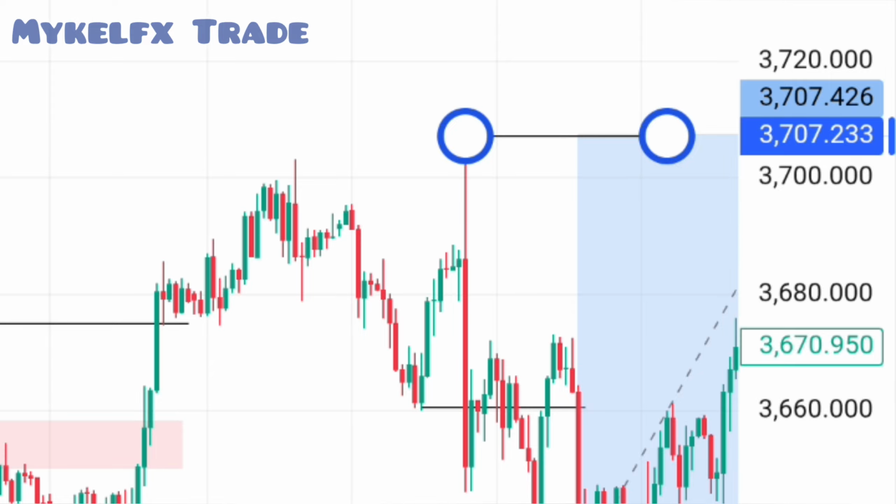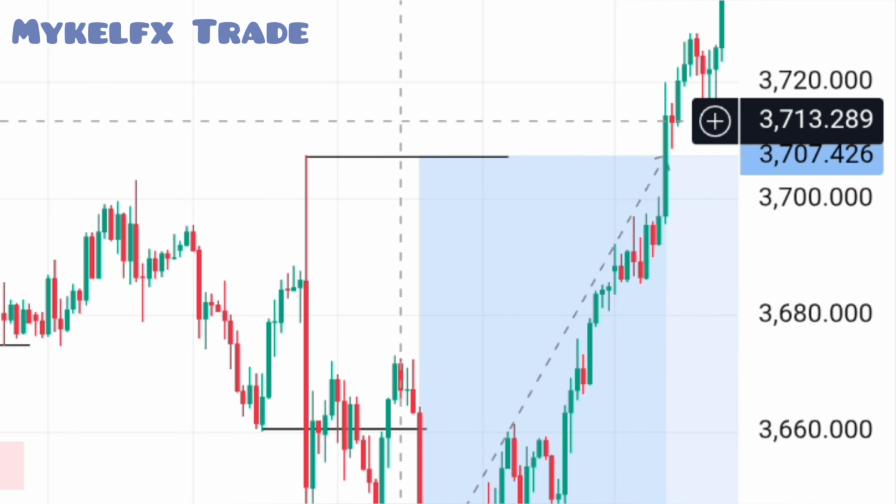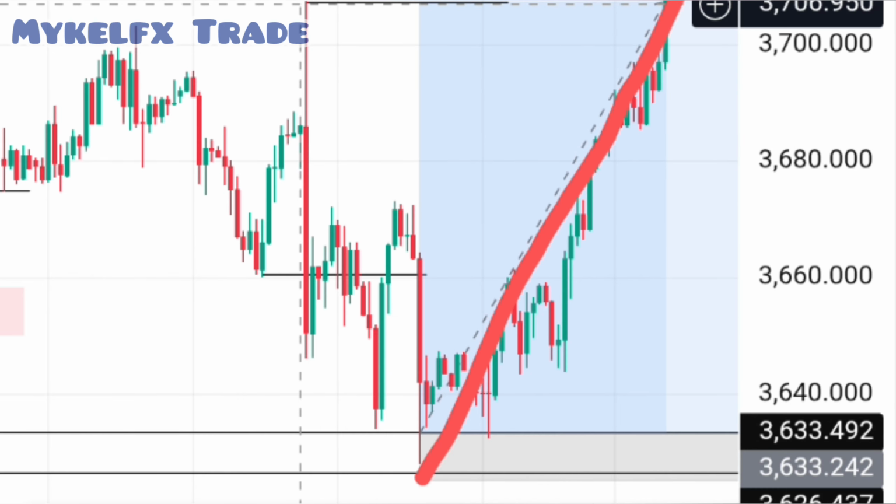So the market formed another high, and you are going to notice that it was actually coming back to take out this high right here. Let me show you guys the high I'm talking about. It was actually coming back to take out this particular high here. So what did the market do? It just ran away straight up, taking out this high. I hope you are seeing what really happened there.